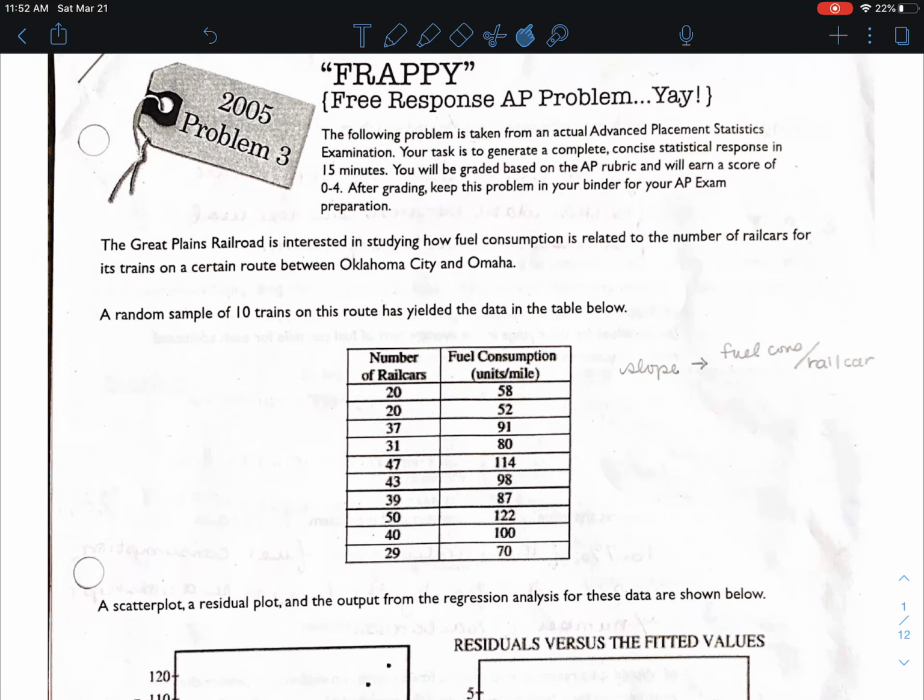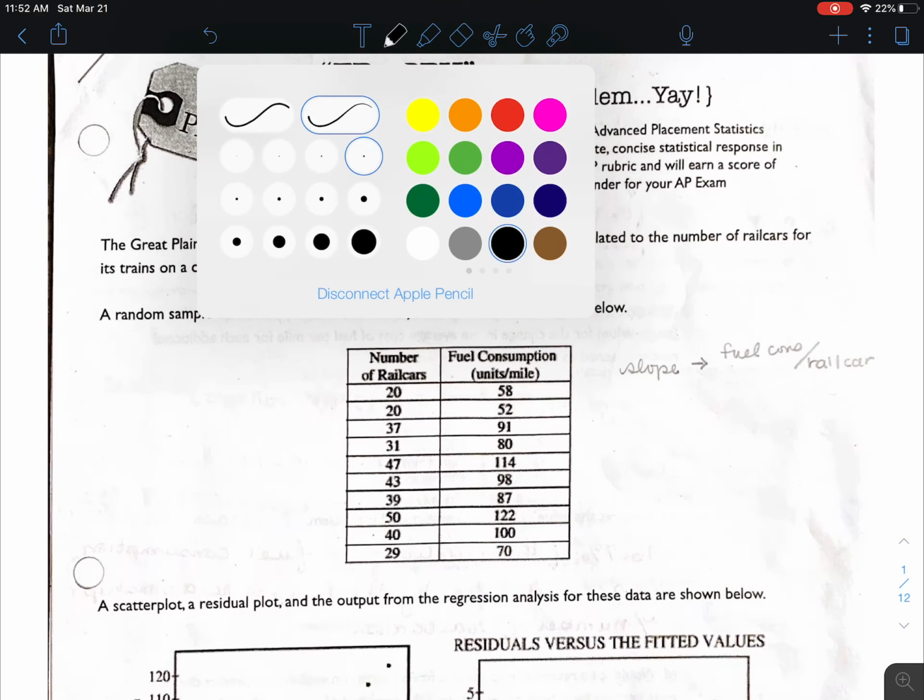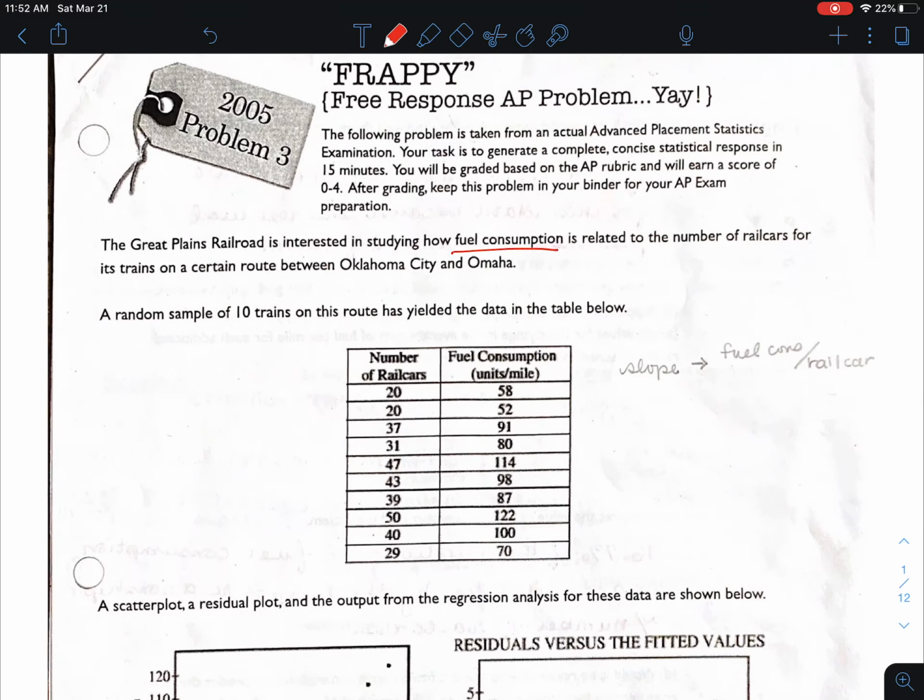So in this first one, this was talking about the Great Plains Railroad, and they're interested in studying how fuel consumption is related to the number of rail cars for its trains on a certain route between Oklahoma City and Omaha. Obviously, the more rail cars that a train might be pulling, the more fuel it's probably going to have to use, because that's just heavier to pull across the tracks. So we have a random sample of 10 trains here that you're given.